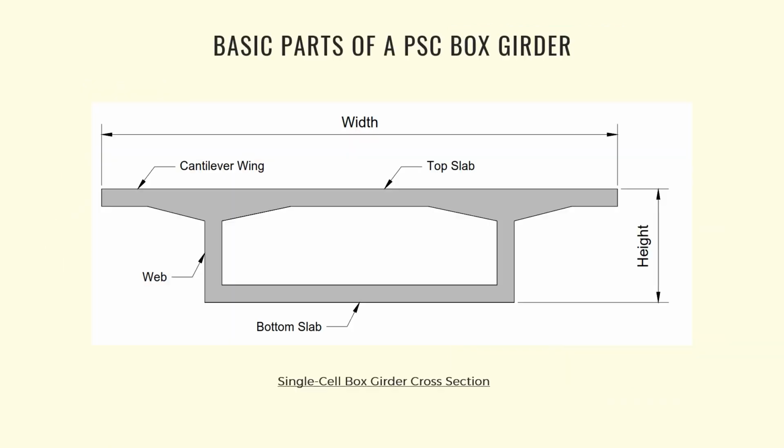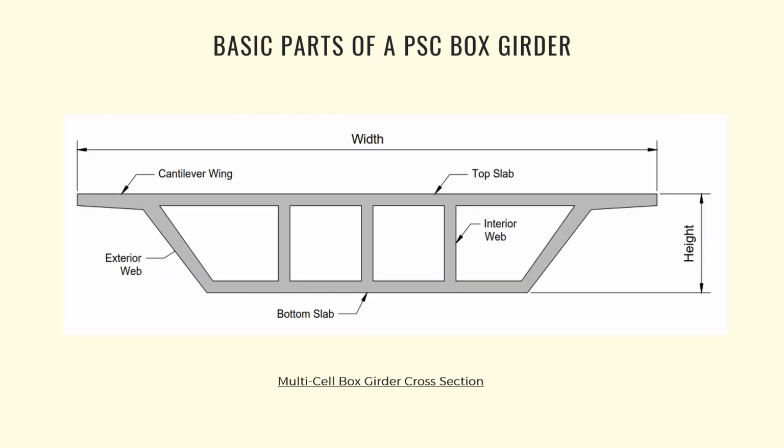Here we have a sample single-cell box girder cross-section. The basic components of this box girder are, first, the top slab, which is normally defined as the entire width of the concrete deck, including the portions between the webs and the overhangs outside of the webs. The overhangs, which are also known as the cantilever wings, are the overhanging portions of the top slab. Webs are the vertical or inclined segments, and the bottom slab is the entire concrete horizontal segment at the bottom of the section.